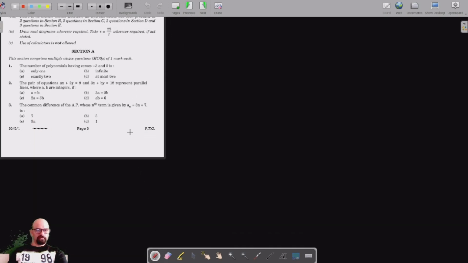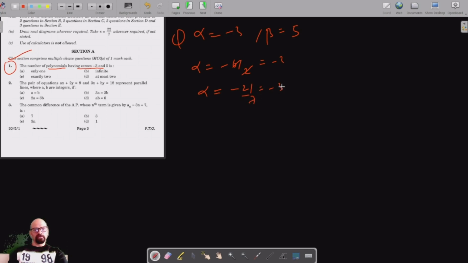So section A comprises of MCQs of 1 mark each, and question number one says: the number of polynomials having zeros minus 3 and 5. Now we can get the zeros in n number of ways. So alpha can be minus 6 by 2, which is minus 3, or alpha can be minus 21 by 7, which is minus 3. So that means we can have n number of ways to get minus 3 and also minus 5.